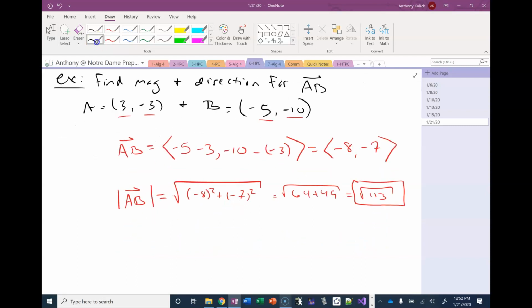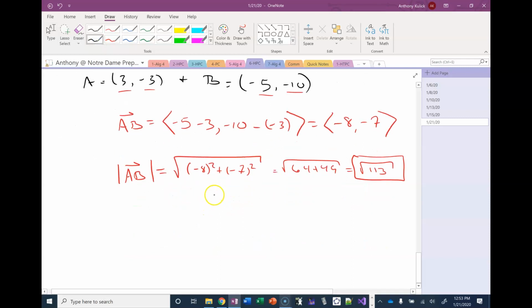All right, we still need to determine the direction, though. So we already know how to do this. We've done this in first semester. What I'm going to do is I'm going to graph my vector here. So I plotted the point -8, -7.